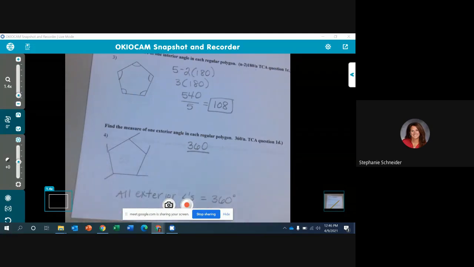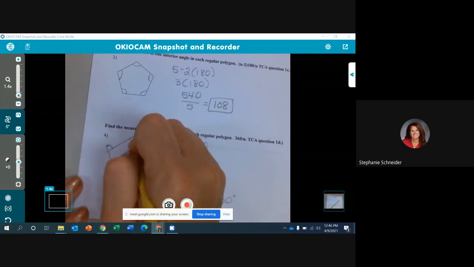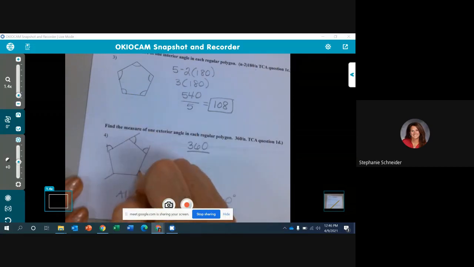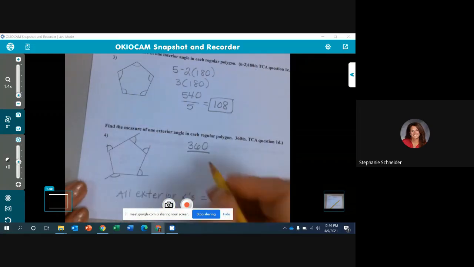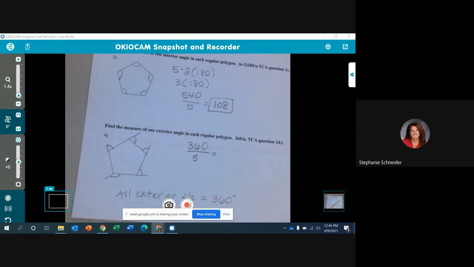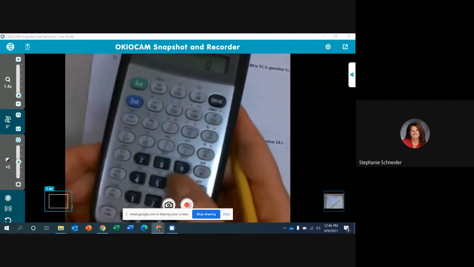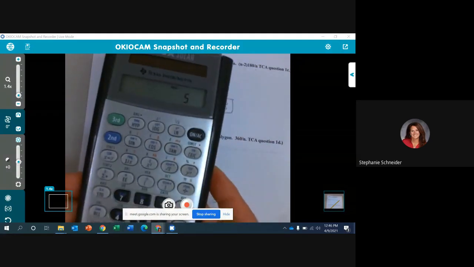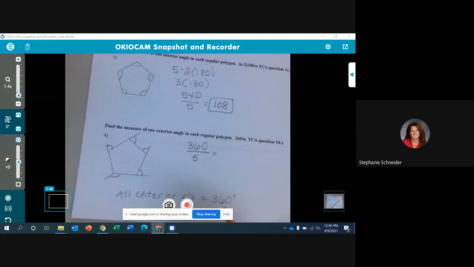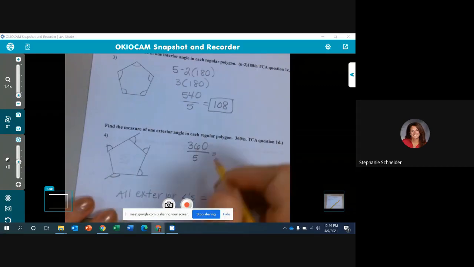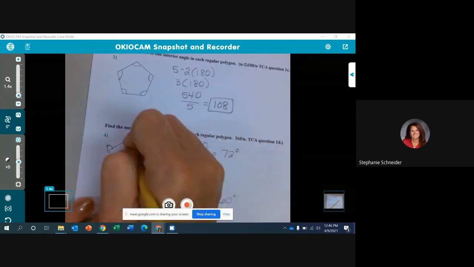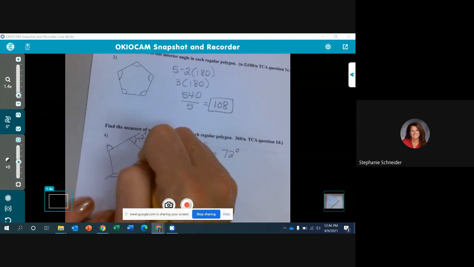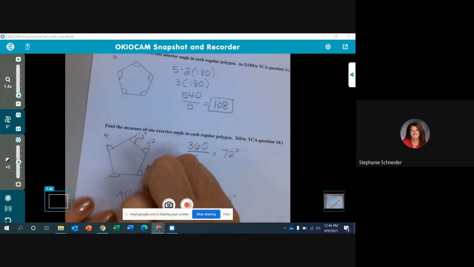We have the same number of angles as we do sides. So there's 1, 2, 3, 4, and 5. So 360 divided by 5. So I've got my calculator here. 360 divided by 5, and that gives us 72. So that means each one of these angles is equal to 72 degrees.